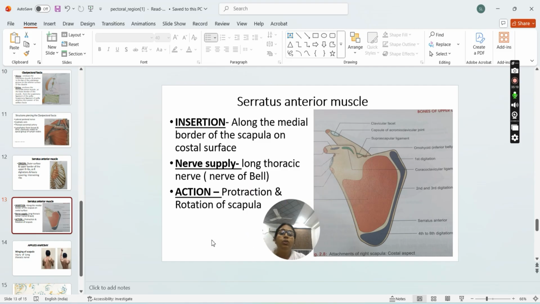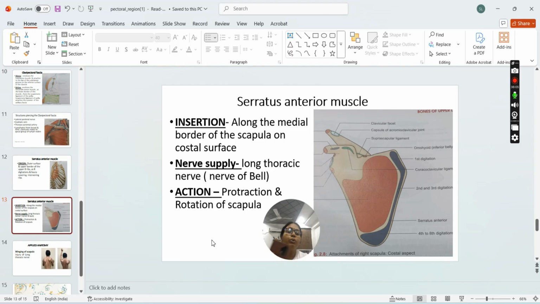So what does it do? The main action is protraction, dragging the scapula forward. So just imagine this is the scapula. This is the inferior angle of the scapula. This is the glenoid cavity. Okay, this is the lateral aspect. This is the inferior angle. What is rotation? The inferior angle of the scapula is rotated laterally. It is called forward rotation. Laterally, so that the glenoid cavity is shown upward.